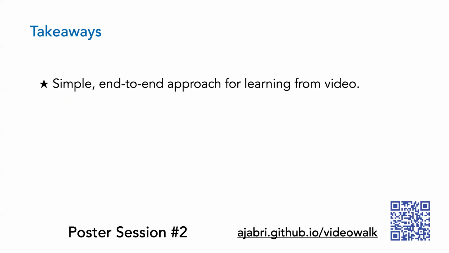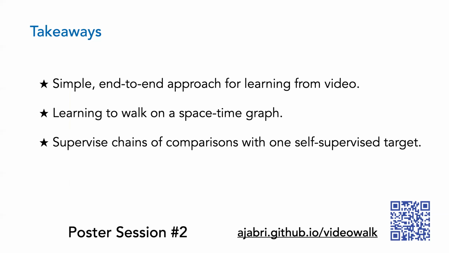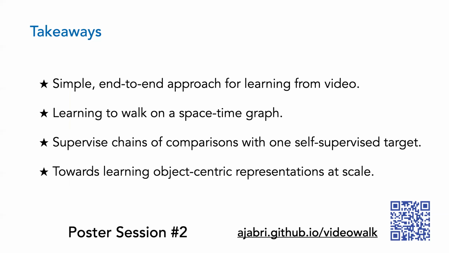Overall, we've proposed a simple end-to-end approach for learning representations of correspondence from unlabeled video. The main idea is to learn a representation by learning to walk on a space-time graph constructed from video. A formulation allows us to supervise entire chains of contrastive learning problems in our graph by specifying a single self-supervised target. We hope that our work is a step towards scaling object-centric representation learning.